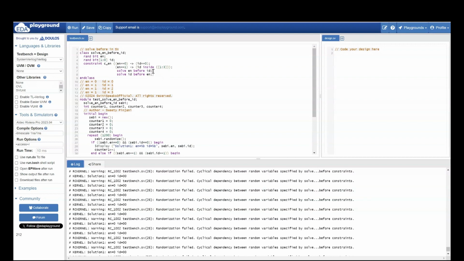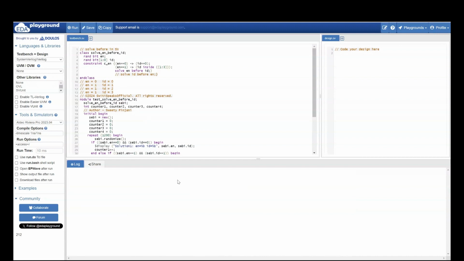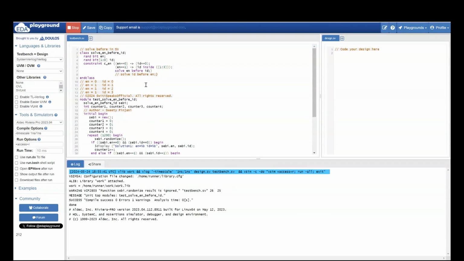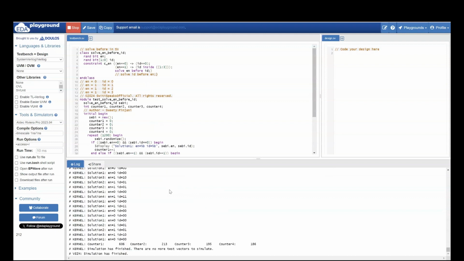Now let's correct this. I'm going to comment the second one. I'm going to keep solve enable before id. Let me run this. Now if you see, randomization is happening and we are able to see the counter values.